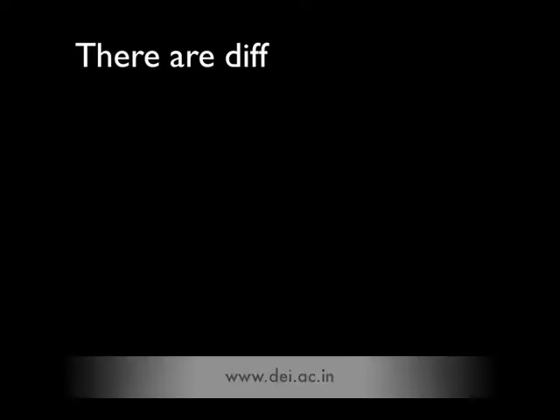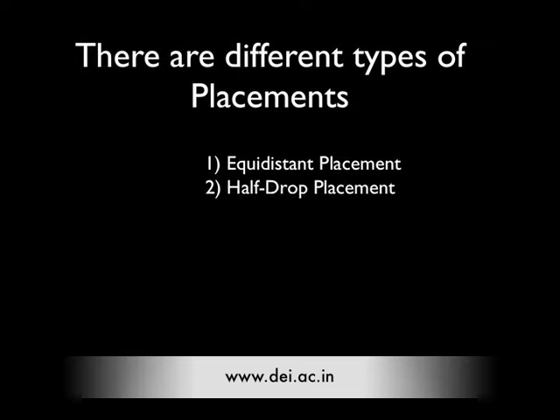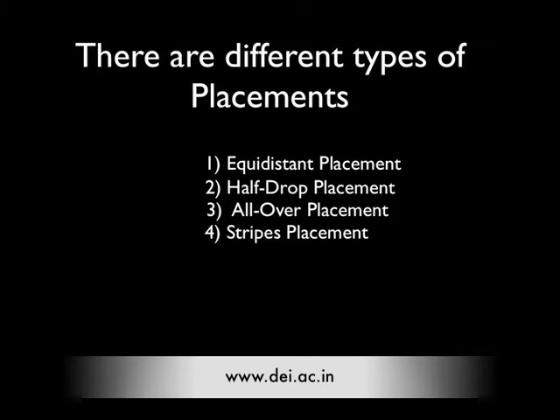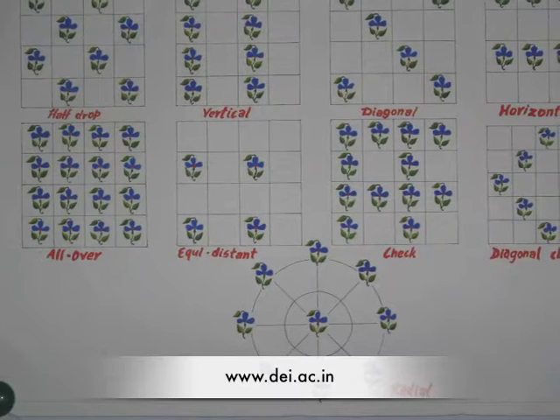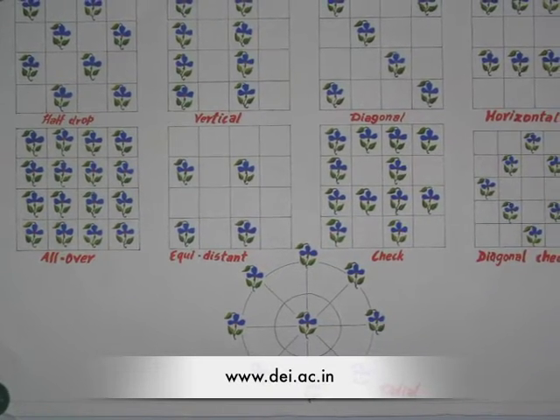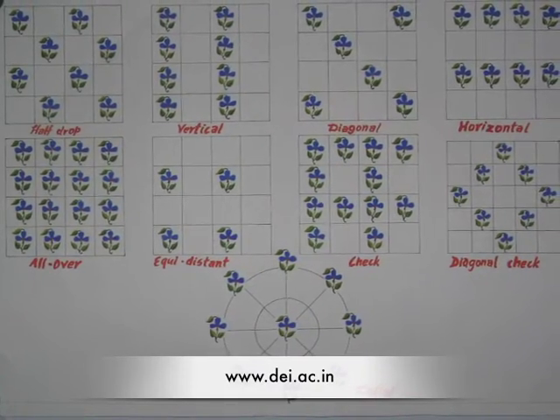There are 6 different types of placement. They are equidistant, half-drop placement, all-over placement, check placement, radial placement, horizontal placement, vertical placement. Now I am going to tell you about each placement we have.